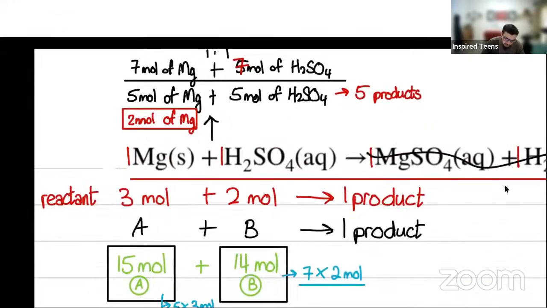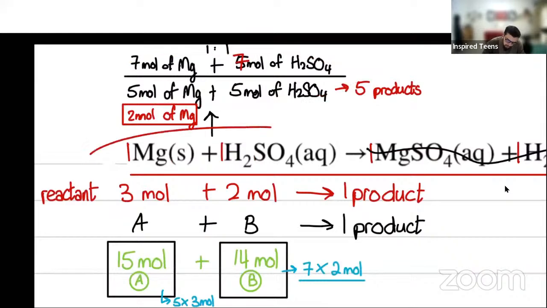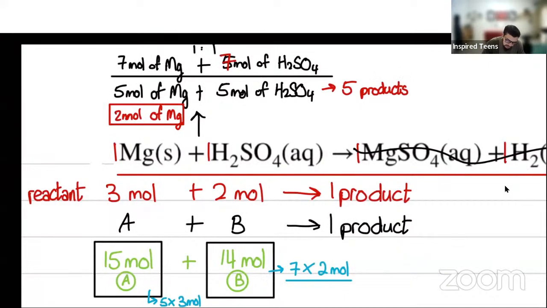Okay, so just to reiterate this one, we have a 1-to-1 molar ratio of Mg and H2SO4. Okay, we have initially 7 moles of Mg and 5 moles of H2SO4. And because 1 mole reacts with 1 mole, when they react, we will only be able to form a total of 5 products because the smallest mole amount is H2SO4. And you can only form as many products as your least reactant.